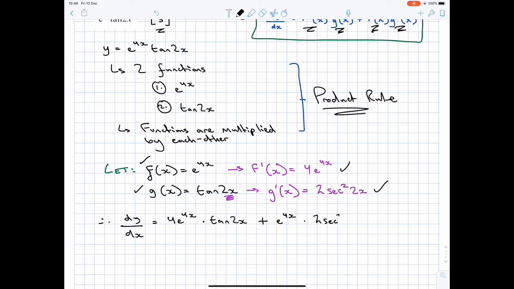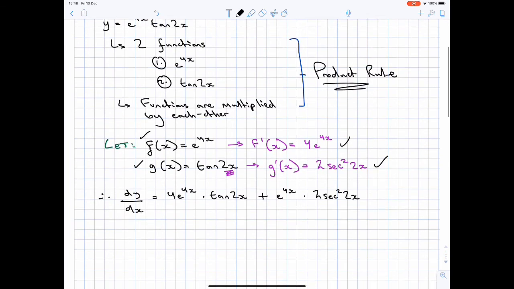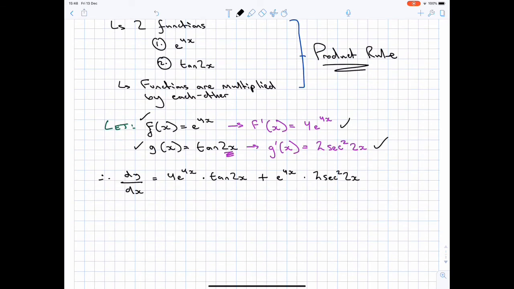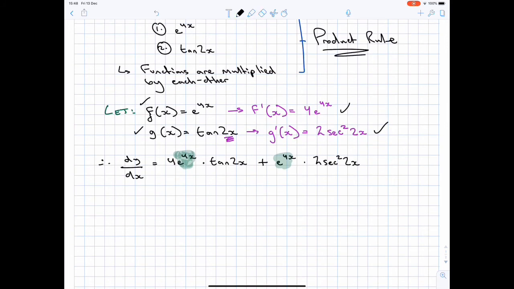Now you could leave the answer there, but I think the best thing to do is always see if you can factorize the expression. In this case we can, because if you look very carefully, e to the 4x is common to both parts of the expression. What we're going to do is factorize that out. So therefore dy by dx, if we bring that outside, is e to the 4x, then 4 tan 2x, being very careful here, and then we've got 2 sec squared 2x.